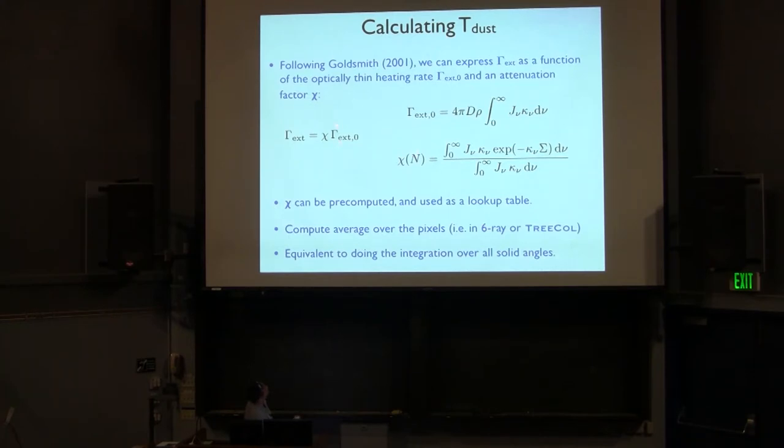And you can put it in here. And you can do that for every pixel in your HEALPix scheme, or if you're using 6-ray, you would do it in the 6-ray one. And by doing that average over all these pixels, that is equivalent to doing the integration over solid angles, okay? Because you have equal area pixels. If that wasn't the case, then you'd have to take care of the solid angles here as well, okay? So that's currently how we're doing it in the code at the moment. Any questions?